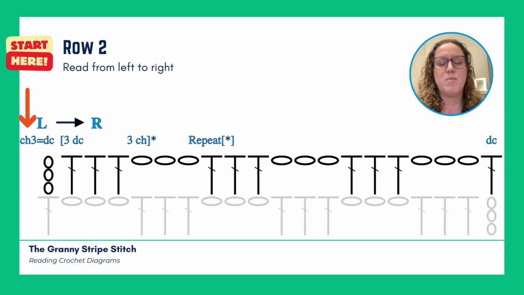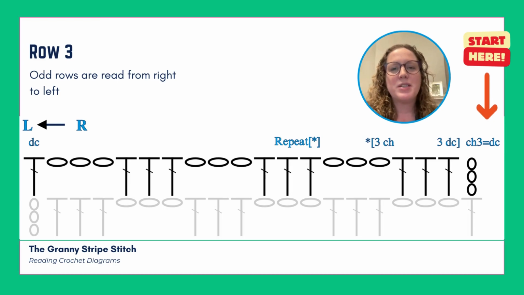So we'll repeat with 3 double crochets in the next chain 3 space, followed by 3 chains above the double crochets of the space below. When you get to the other side, you're going to create a double crochet in the very last space of the row to add structure to your piece.